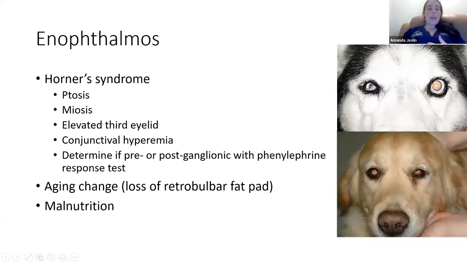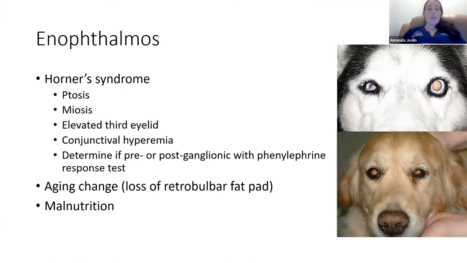And we talk about enophthalmos, so the opposite, the eyes shrunken into the orbit or pushed more towards the posterior aspect of the orbit. Things that most commonly come up are Horner syndrome. So Horner syndrome is the loss of the sympathetic tone to the eye. You get your eyelid drooping, a constricted pupil, elevated third eyelid. You can have conjunctival hyperemia.